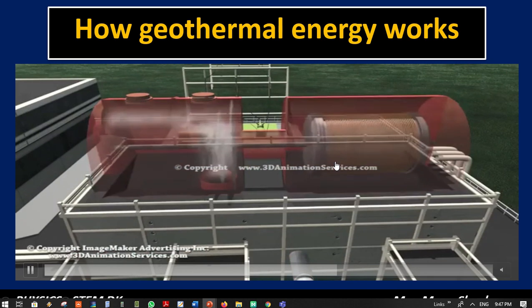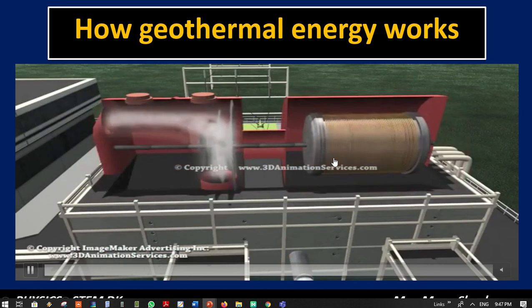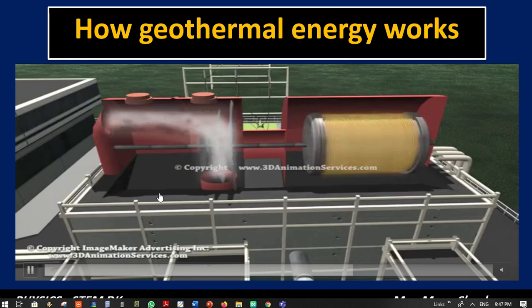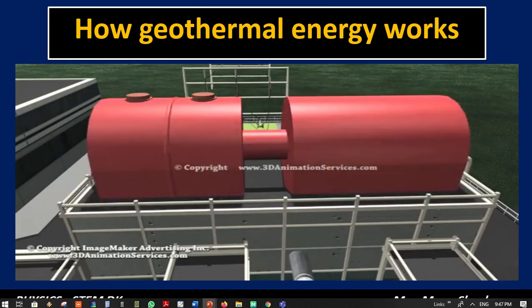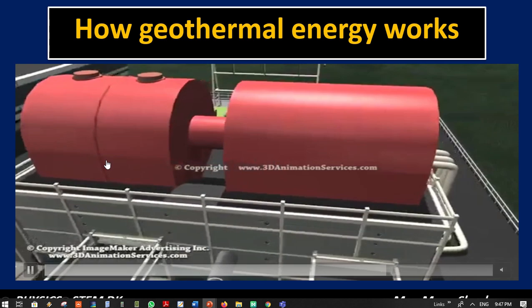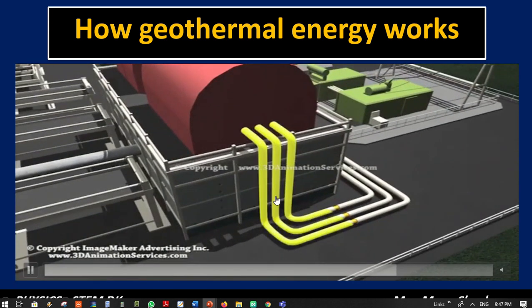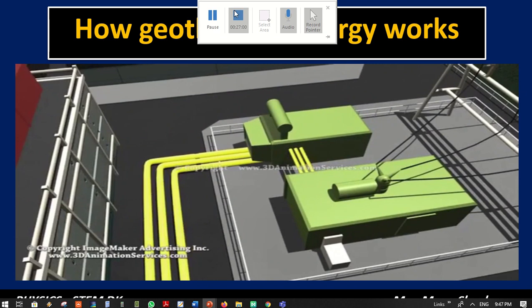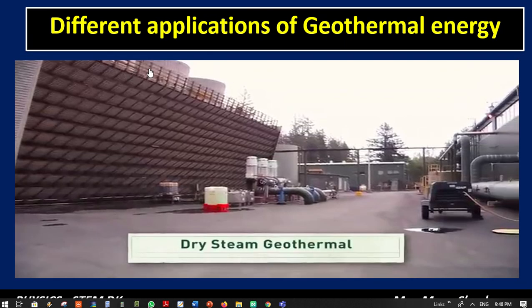Okay, as you see here, the part of the fluid that is not evaporated will return back and be heated again, and the cycle will be repeated. Now we will see different applications of geothermal energy. Number one is the dry steam geothermal plant. How does it work?